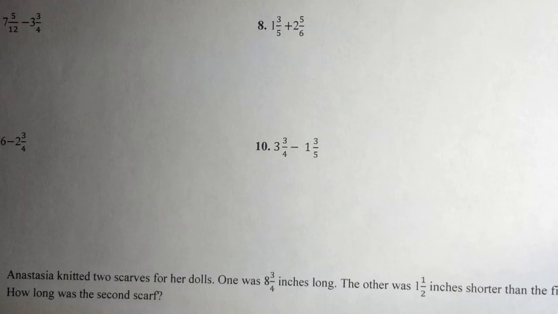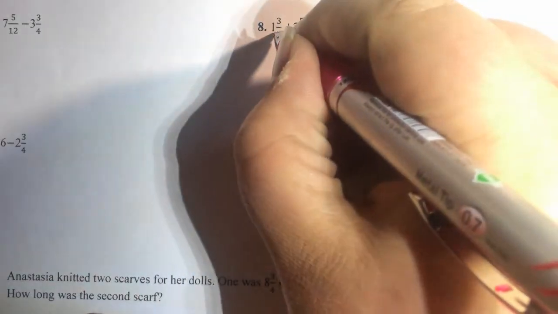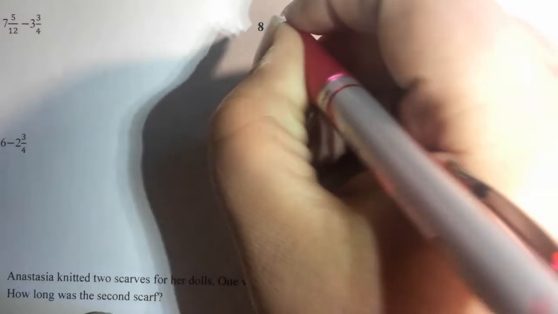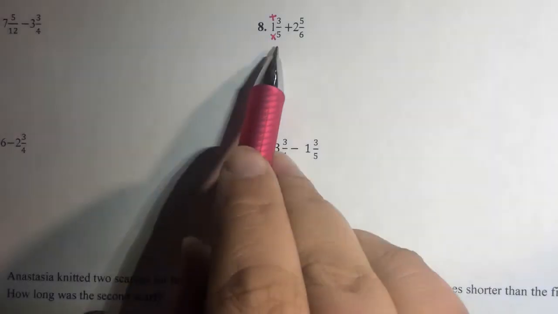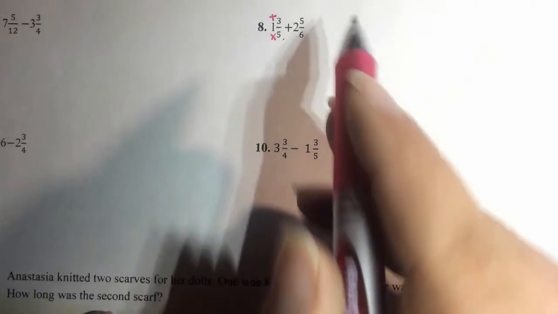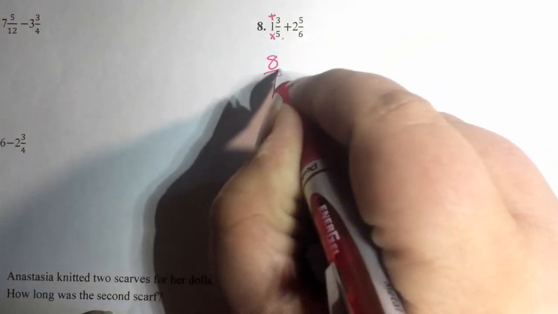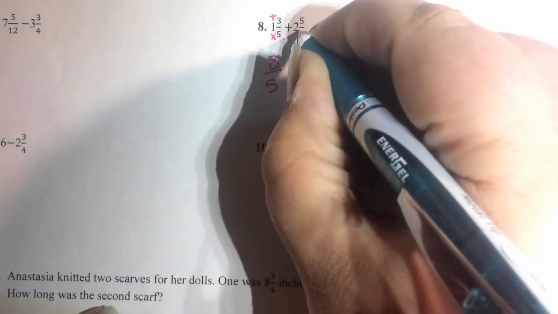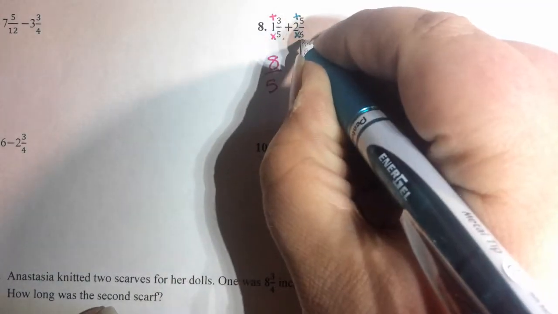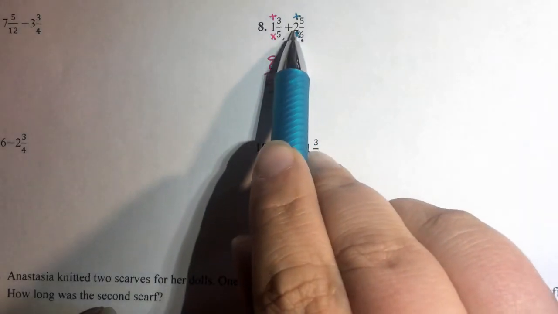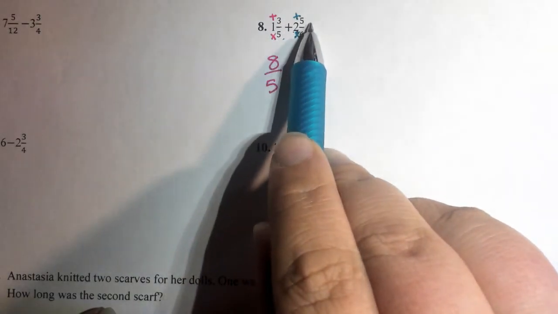Okay, so we've got mixed numbers that we want to add. So we multiply the denominator and the whole, and then add the numerator. So 5 times 1 is 5, plus 3 is 8 over 5. Multiply the denominator and the whole, add the numerator. So 6 times 2 is 12, plus 5 is 17.